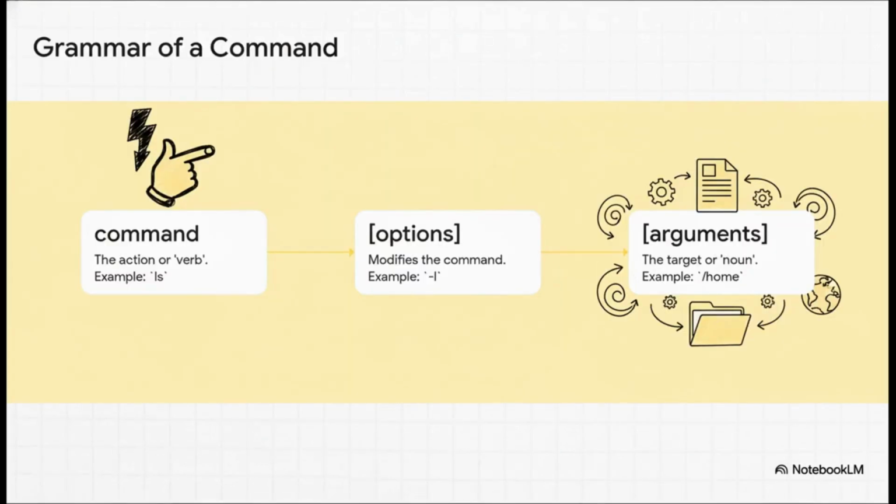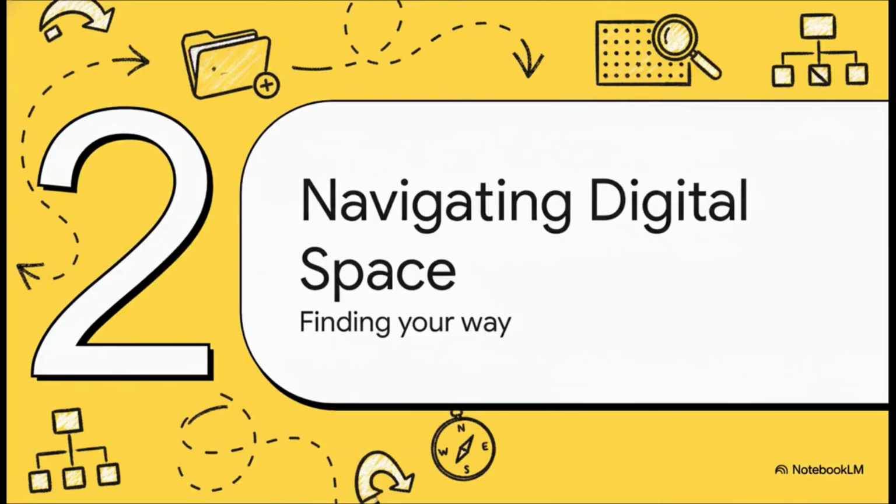And just like any language, this one has a grammar. But don't worry, it's actually super simple. You've got a command, that's your verb, the action you want to take. Then you have options. Think of these like adverbs that change how you do the action. And finally, arguments. Those are your nouns, the things you're doing the action to. Okay, so with that basic grammar in our back pocket, let's learn our first few words. We'll start with just finding your way around.